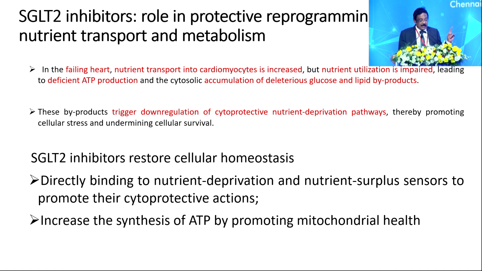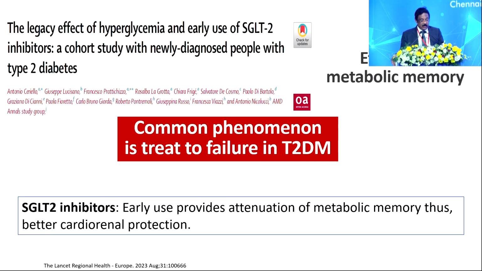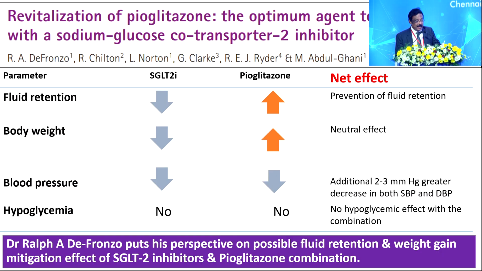So thereby the action of SGLT2 inhibitors on the protective reprogramming of the cardiac nutrient transport system is much enhanced, so that the cardiac outcome is very good with the molecule. Of course, you know the legacy effect: when we start a newly detected patient on SGLT2 inhibitors, the legacy effect is also properly maintained. The only thing is that we can combine these two molecules, SGLT2 inhibitors with pioglitazone.